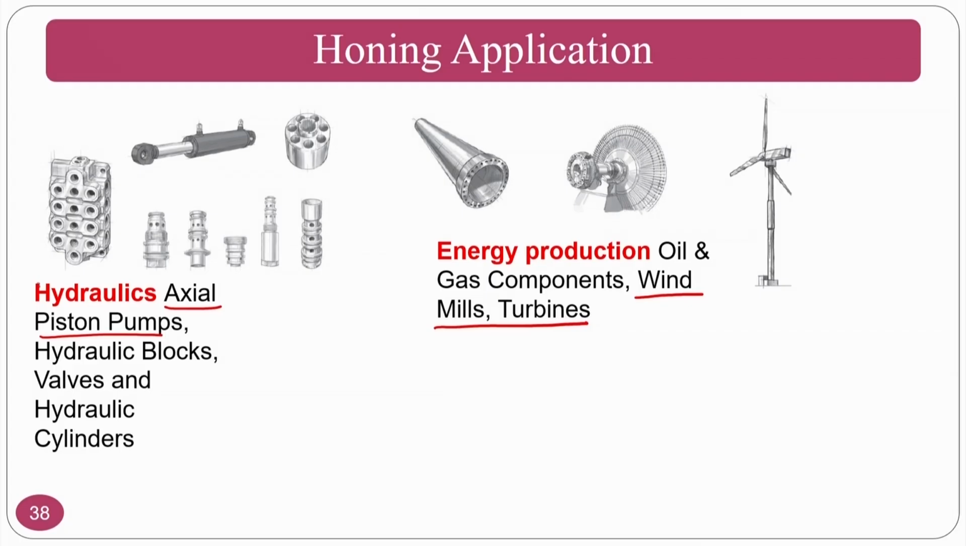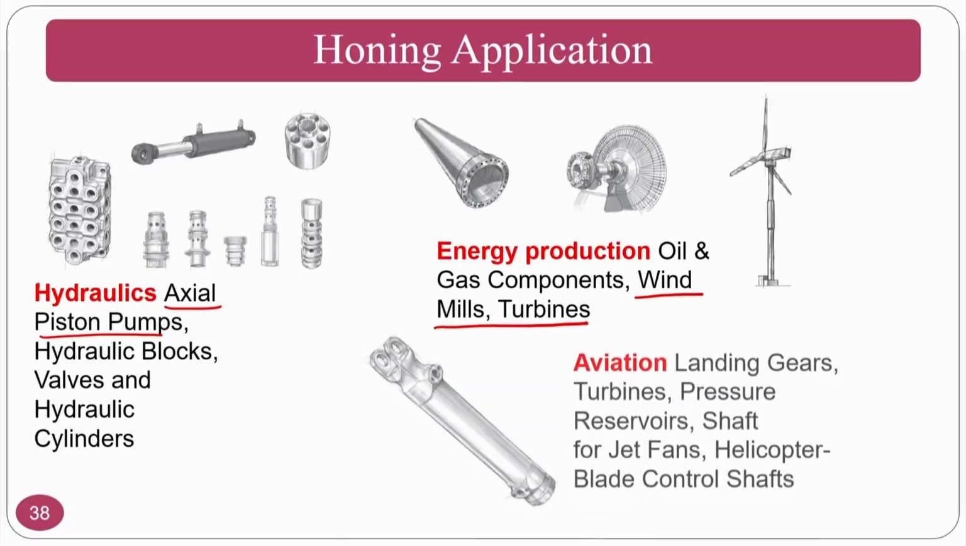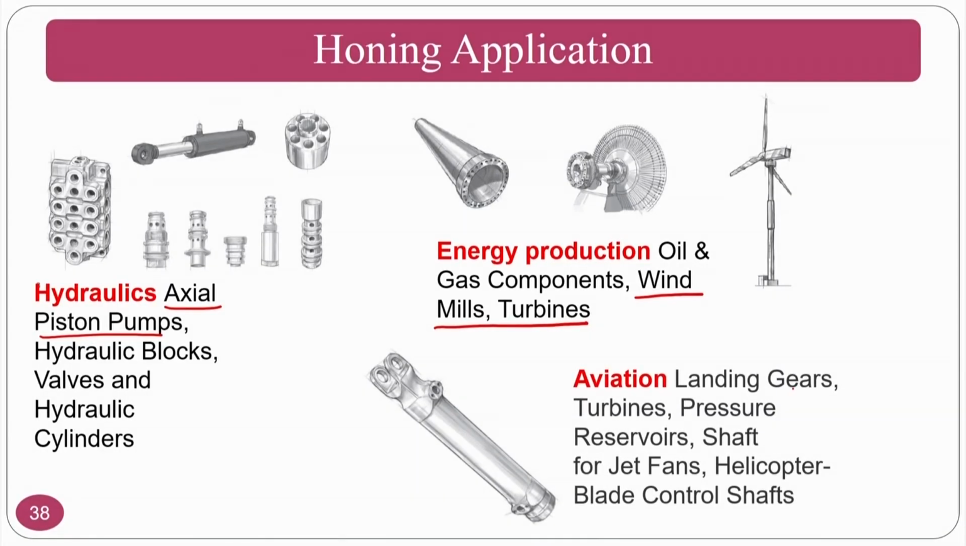So, you need a crosshatch pattern. If there is a crosshatch pattern, lubricant stays in the crosshatch pattern, that is, the deep scratches along the surface, and it will improve the life. The other application is aviation, which includes landing gears, turbines and jet fans and blades, control shafts and other things. People use this honing process.